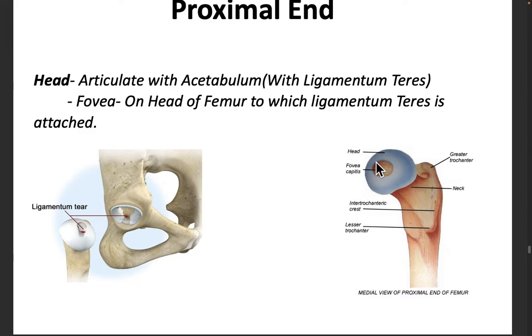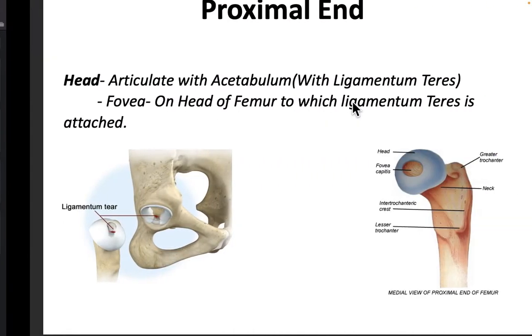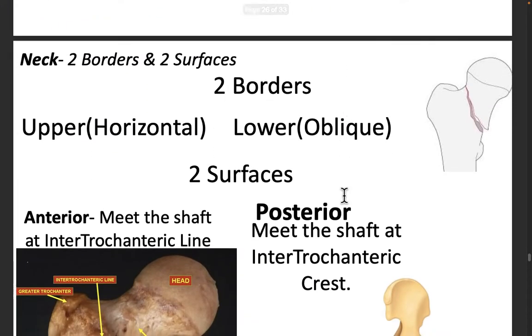We have just talked about the ligamentum teres only. Yes, sir. Okay, now let's talk about the neck.